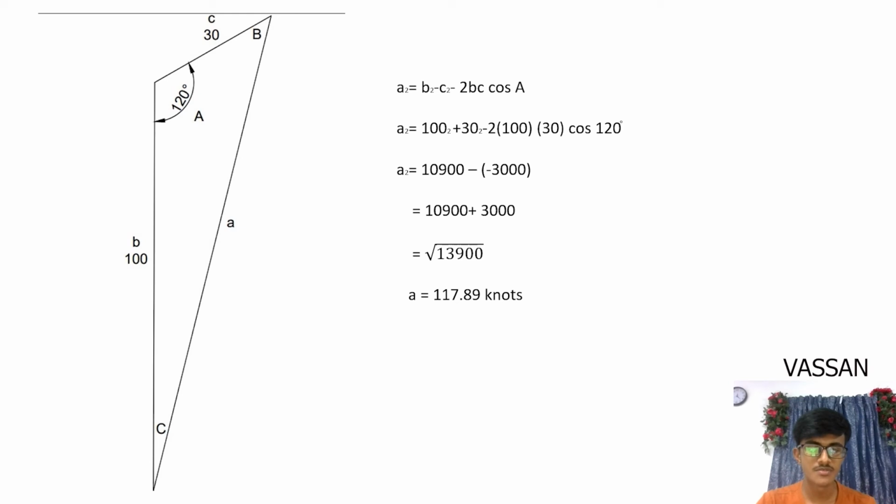Now we're going to insert the values in this formula. Step 1: a squared equals 100 squared plus 30 squared minus 2 multiplied by 100 multiplied by 30 cos 120 degrees. Next step is a squared equals 10,900 minus, multiplied by negative 3000, and then we get this equals 10,900 plus 3000. Last step is equals the square root of 13,900. Final answer is 117.89 knots.